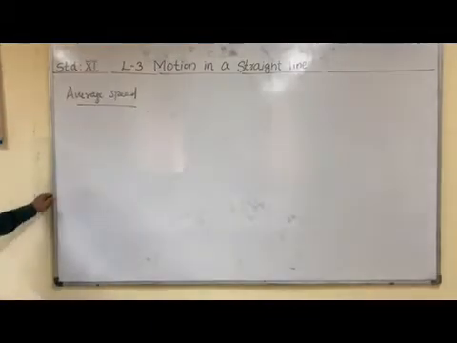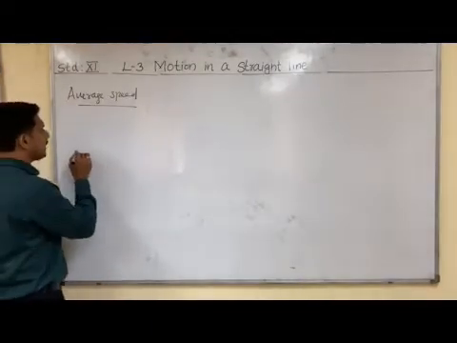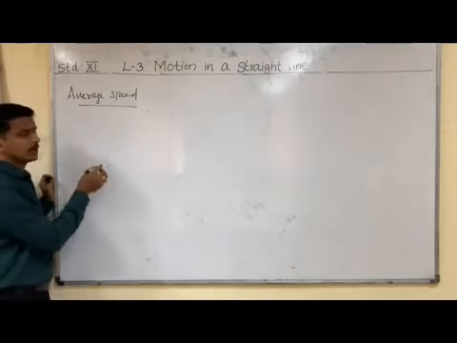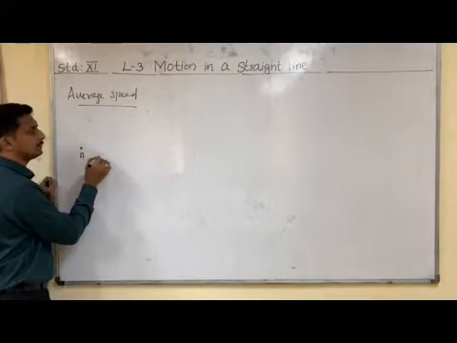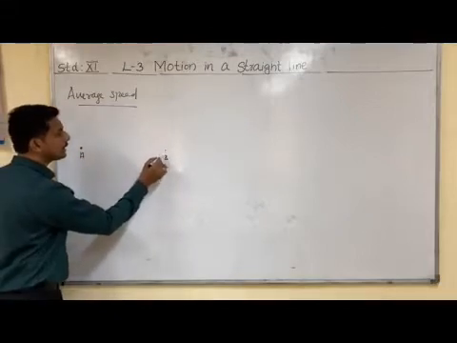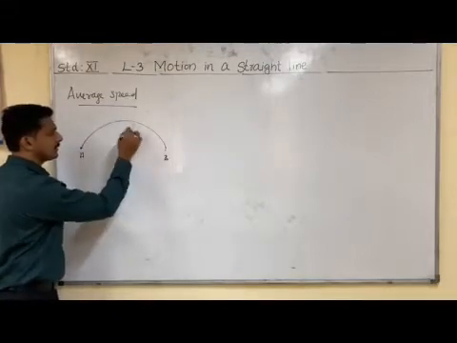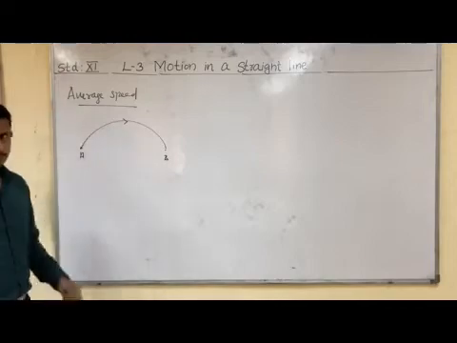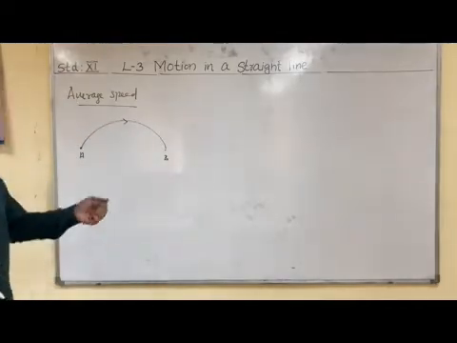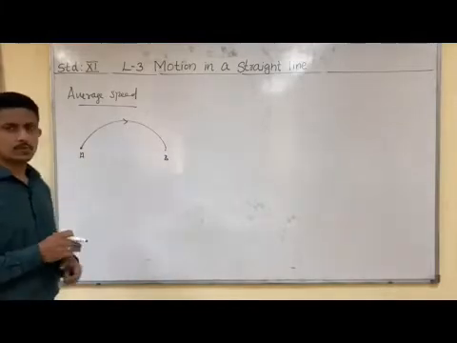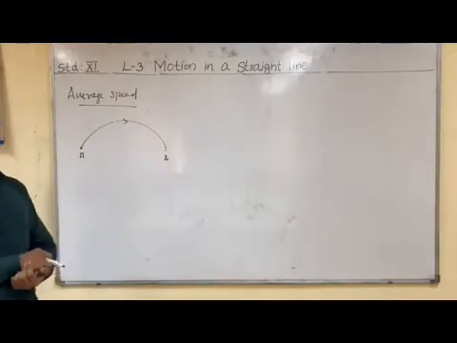So we consider a situation in which an object is traveling from A to B, from one point to another point. Suppose I am traveling like this from A to B. It is not along a straight line. It can be more like this also. An object is moving from A to B.